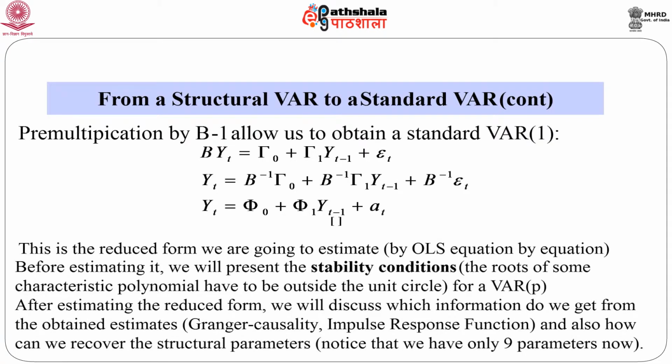Now, before estimating the model, we will present the stability condition for the model. Stability condition requires that all characteristic roots of the polynomial must lie outside the unit circle for VAR P. After estimating the reduced form, we will discuss the information to get from the obtained estimates, that is Granger causality, impulse response function, etc., and that will be discussed in the next class.